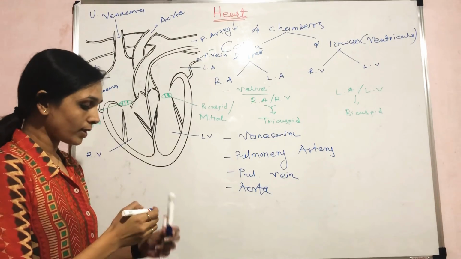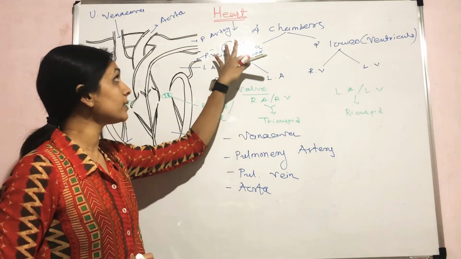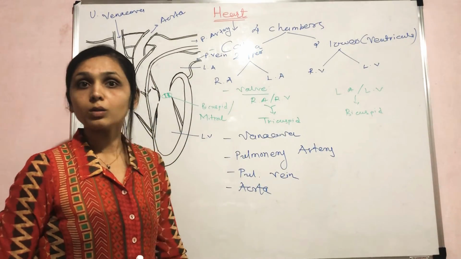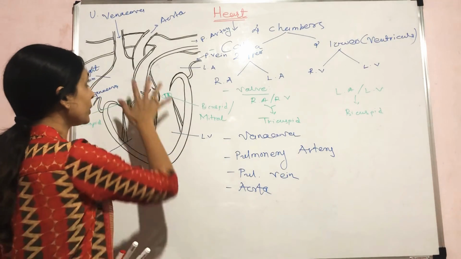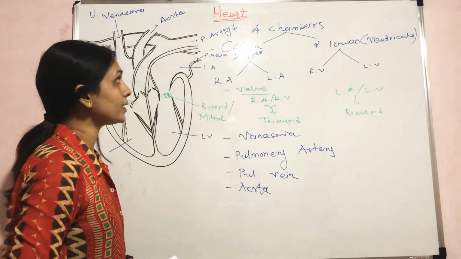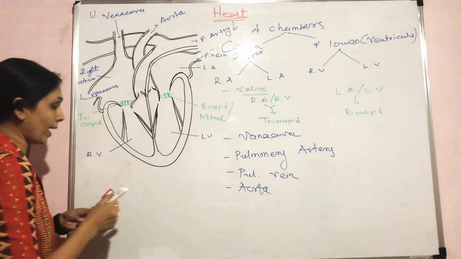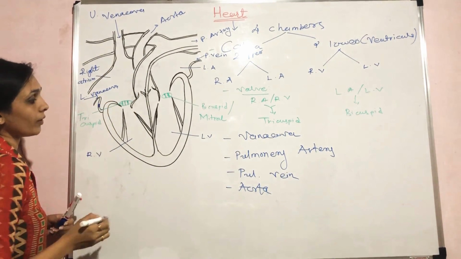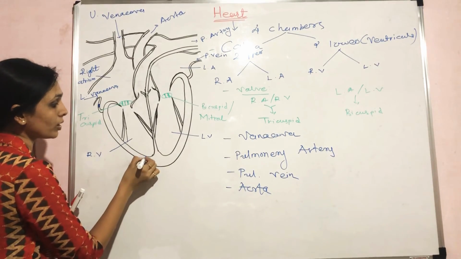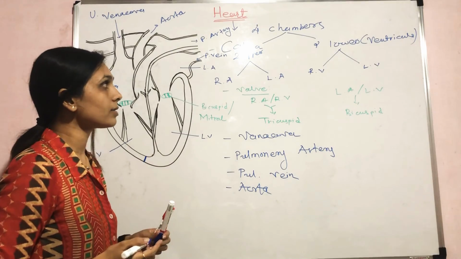or you can say the heart. So what is that? A four-chamber heart, two upper, two lower. Upper is known as the atrium, lower is known as the ventricle, right? There is a structural difference between the atrium and ventricle. The atrium's wall is thinner, whereas the ventricle's wall is thicker. For what, we will discuss later on.